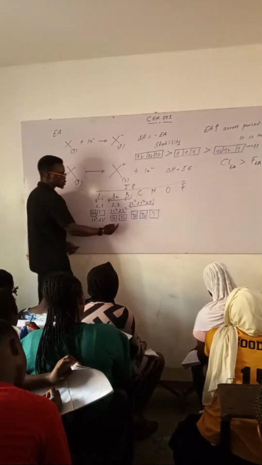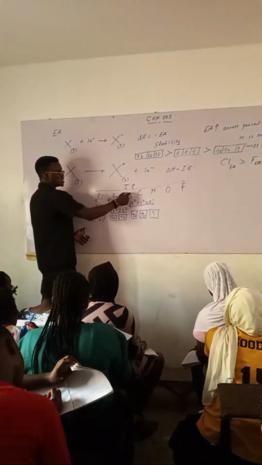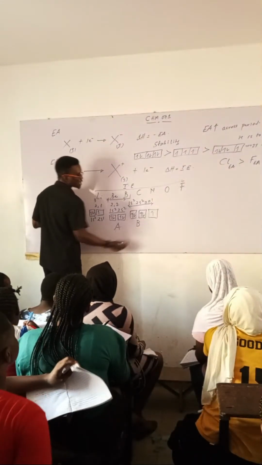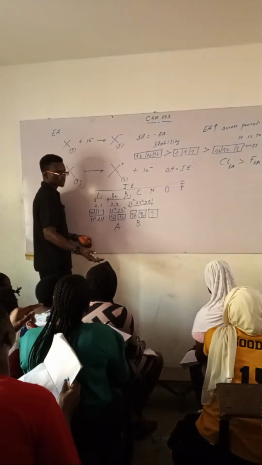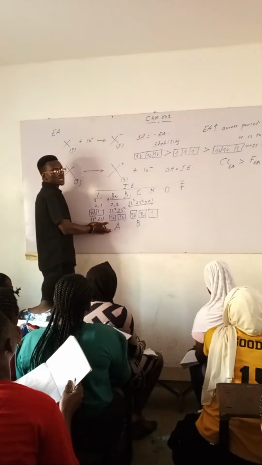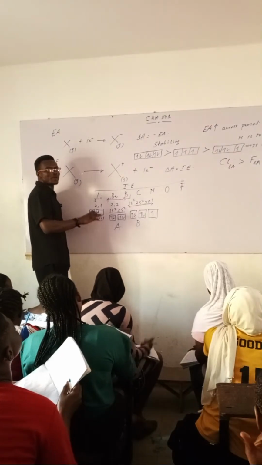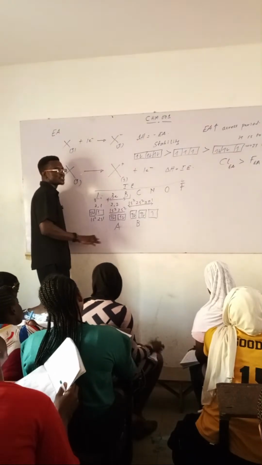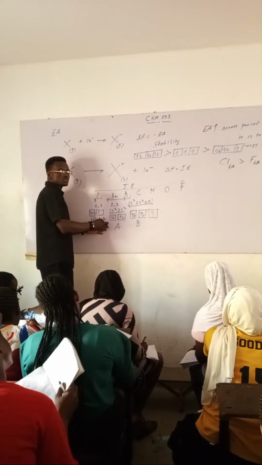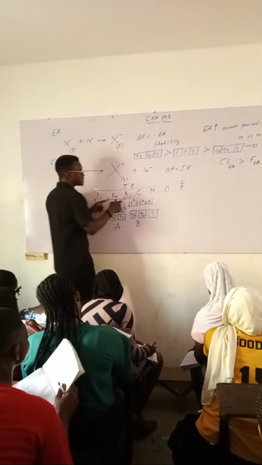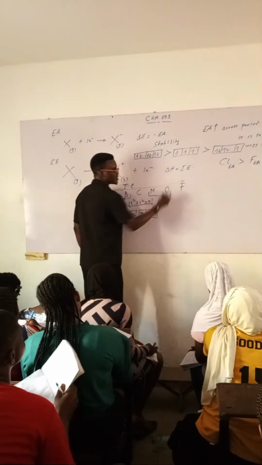So now if you look at this trend, if I had to choose between this guy and this guy, let me just label them A and B and say which one will be more stable. A will be more stable. And the more stable it is, the more difficult it becomes to remove electron. So same thing that happens between nitrogen and oxygen too.